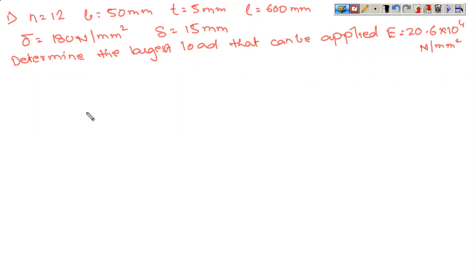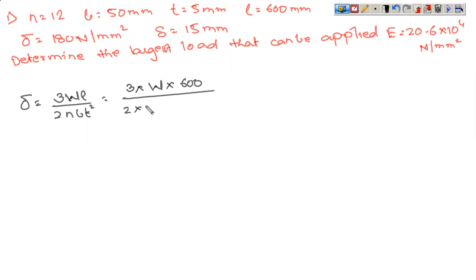So now let us look at the solution of this. Now sigma is given by 3WL. It is a semi-elliptic leaf spring, so this is 3WL by 2nbt square. If you put down the values, 3 into W is not known. Length is 600 divided by 2 into n is 12, b is 50, and t is 5 square. This is equal to 180. So you get W is equal to 3000 Newton.